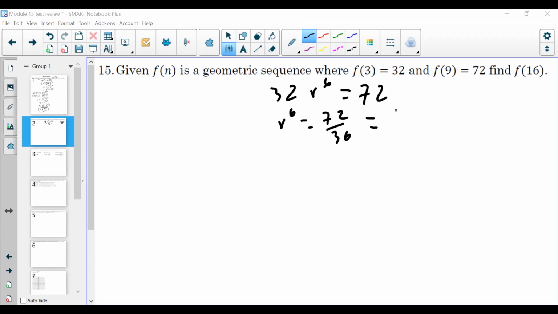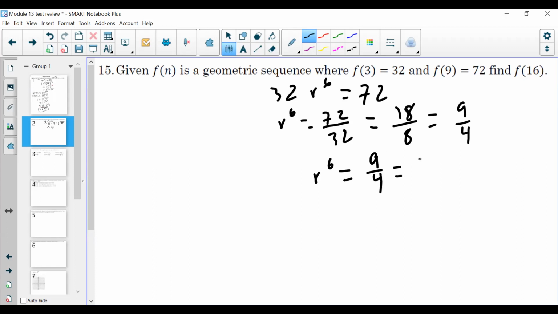Yeah, so we get 18 all over 9. That's 32, not 36, sorry. So 72 over 32, and that's 18 over, divide by 4, that's 8. Divide by 2 this time to give me 9 over 4. So r to the 6th equals 9 over 4.